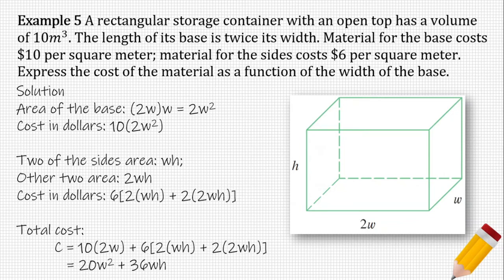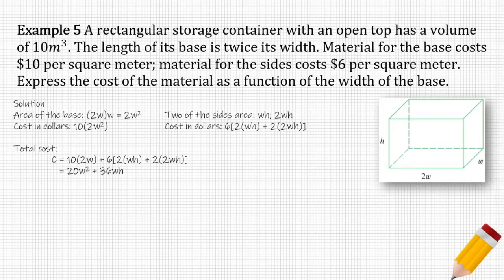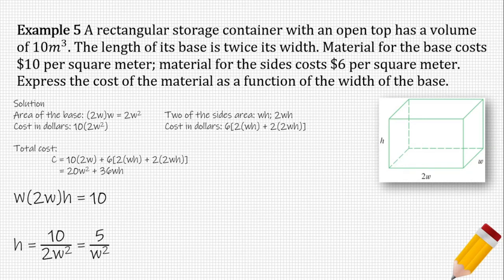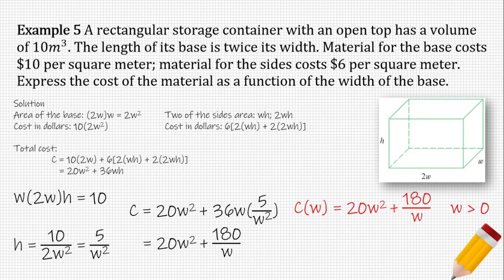To express C as a function of W alone, we need to eliminate H, and we do so by using the fact that the volume is 10 cubic meters. Thus, which gives. Substituting this into the expression for C, we have. Therefore the equation expresses C as a function of W.